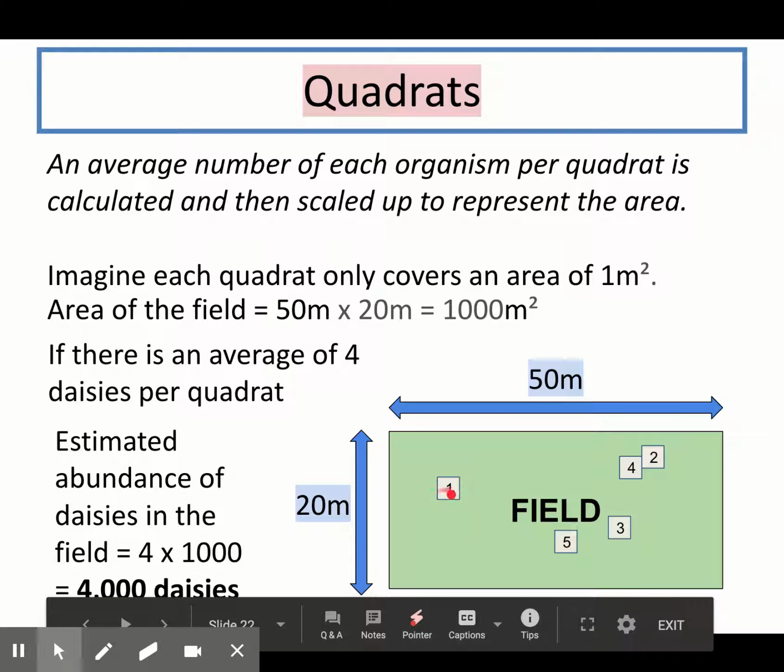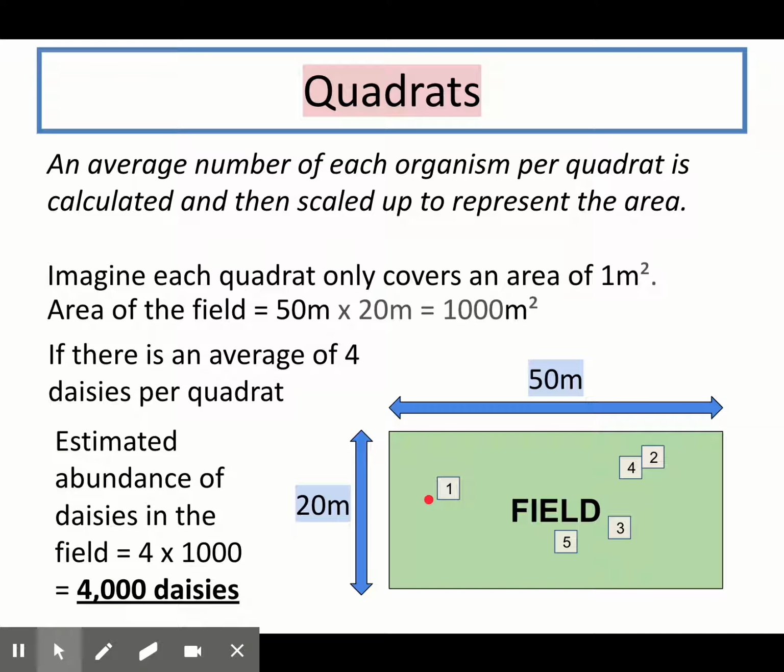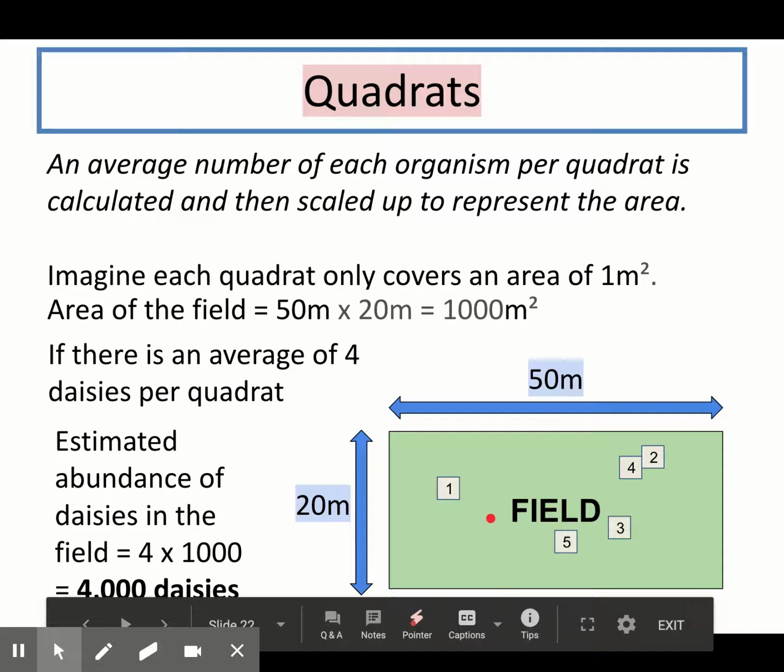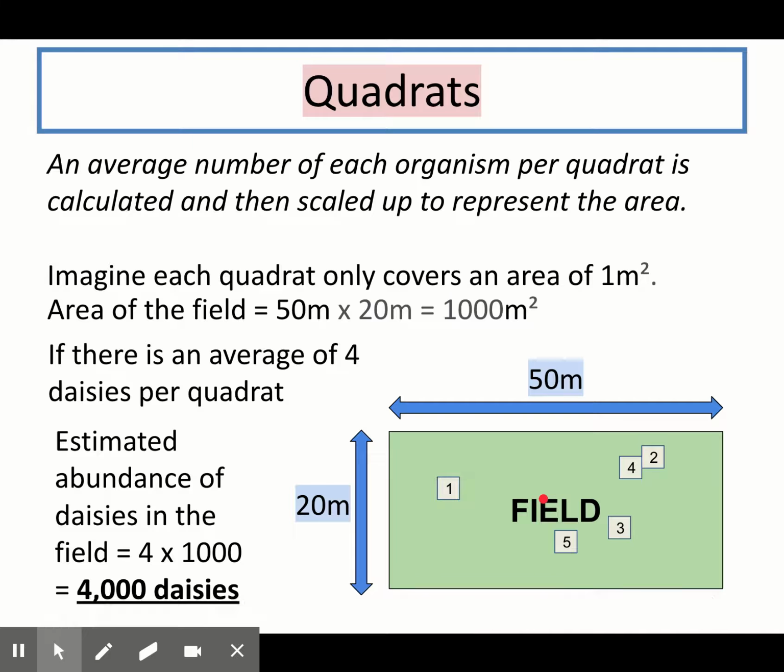Now, doing one quadrat is not going to let me scale up and find out the abundance of plants in this field. To get a more representative sample, I would need to take multiple quadrats. Now, in this example here, I've done 5. However, the more that I can do, the better, and the more representative that sample will be of the actual population. So I have done 5 randomly placed quadrats on this field, but now I want to work out what the actual estimated abundance is of what I'm looking for.